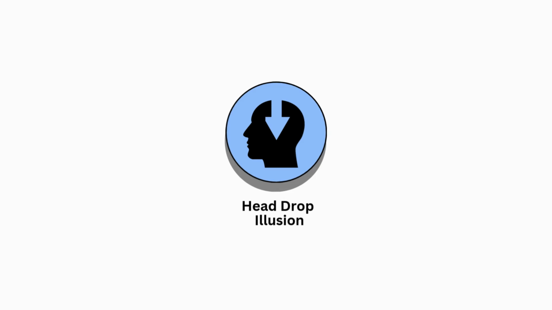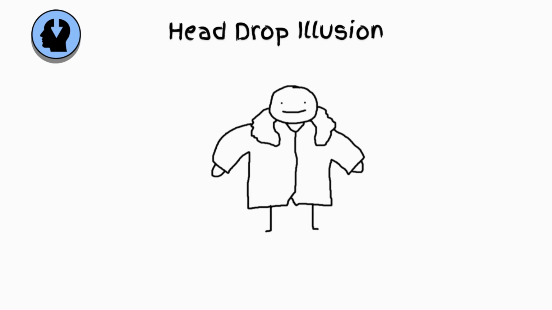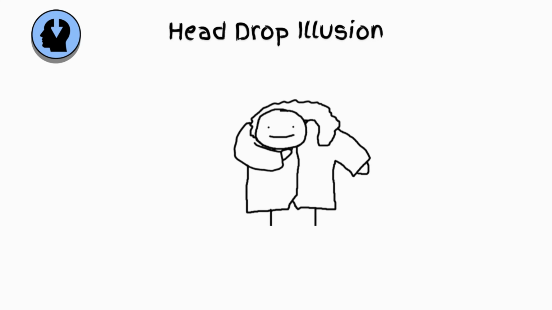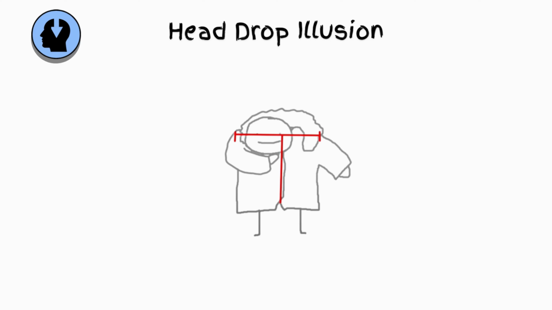Head drop illusion. In this trick, the magician makes their head appear to drop further than humanly possible by using a structured coat that keeps their body still, making it look as though only the head is moving.